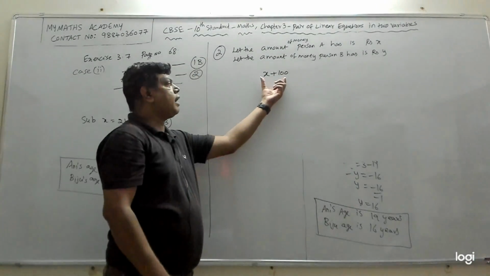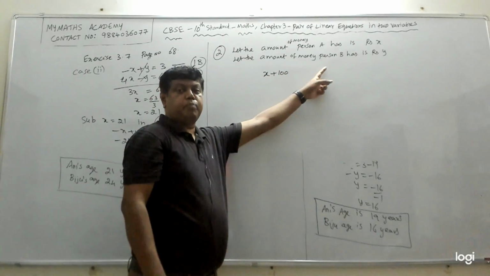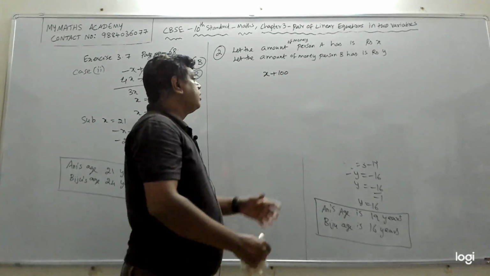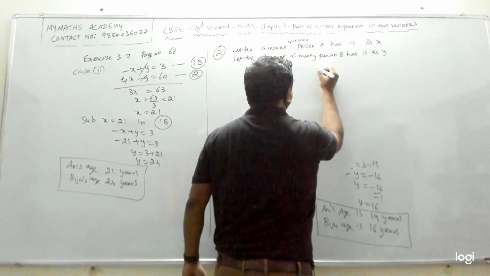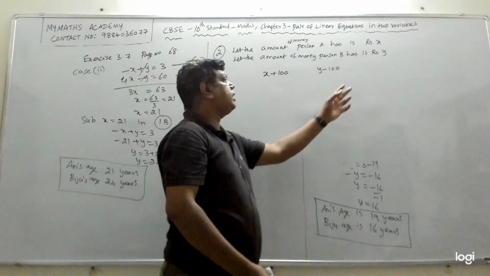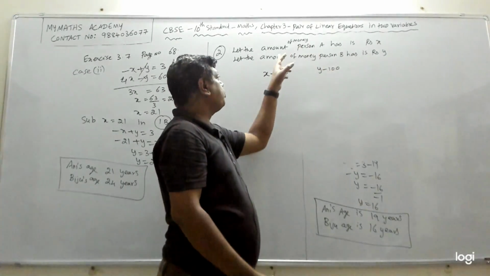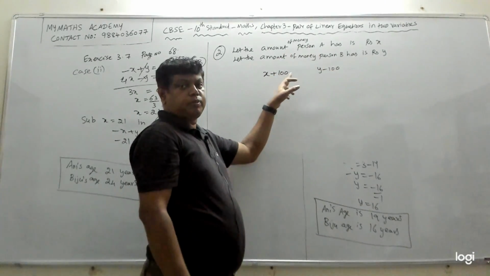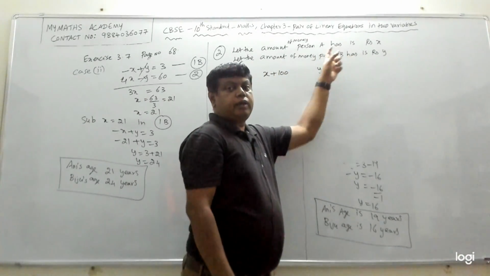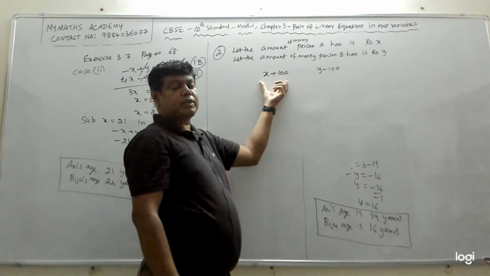How much money will A have after getting 100 rupees from B? A will have X plus 100. How much will B have? B will have Y minus 100. B initially had Y rupees. B has given 100 rupees to person A. So person A initially had X rupees, gets 100 rupees from B, so he will become X plus 100.